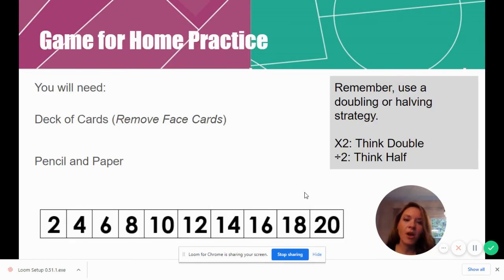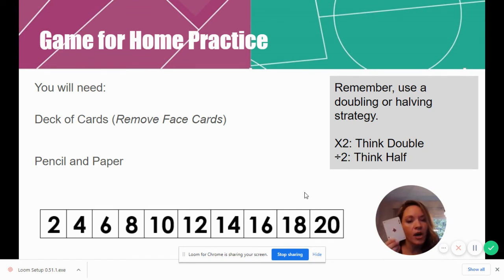You may want to play a game at home to help you practice your doubles facts. For this game, you're going to need a deck of cards, and you're going to remove the face cards. So get rid of the jacks, the queens, the kings, and the jokers. You're going to need a pencil and paper, and you're going to label your paper with the multiples of 2, going from 2 all the way to 20. And we're going to use a doubling strategy here.